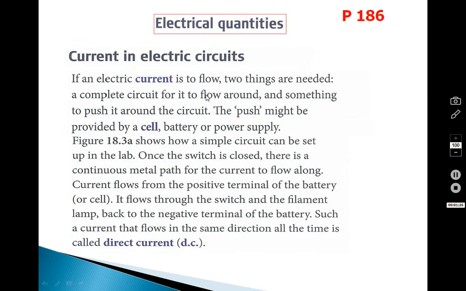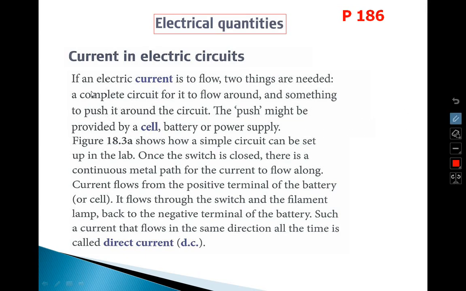Now we will start with electrical quantities, current in electric circuits. So please open your book on page 186 and follow me in your textbook. Try to follow in parallel in your textbook and these slides. So, current in electric circuits.